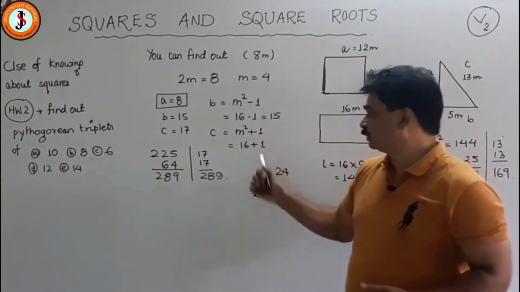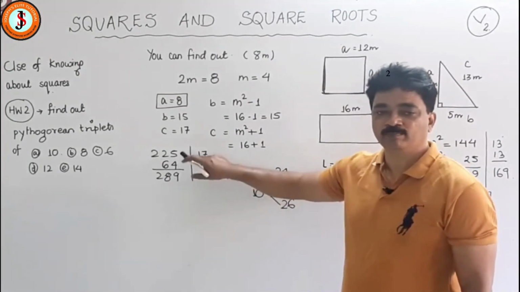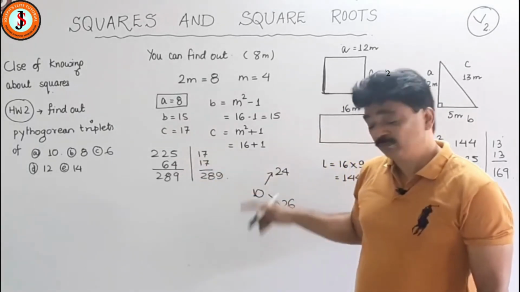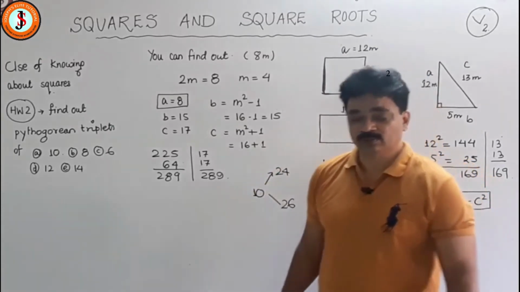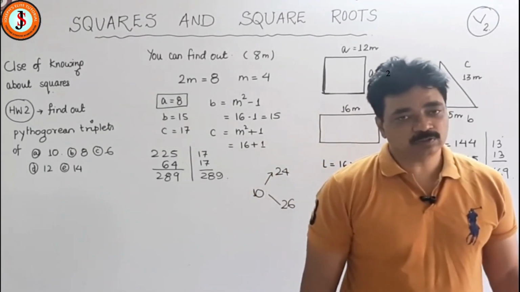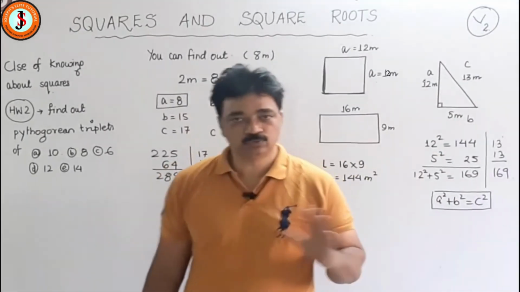And what did you learn? That if you take a base of 24, put a right angle and take a height of 10 and just join and measure, you will automatically get the hypotenuse as 26. So this is what initially we have to understand about squares and the uses of squares.